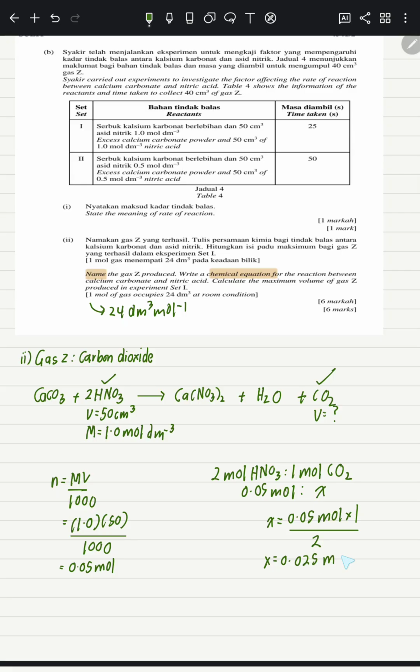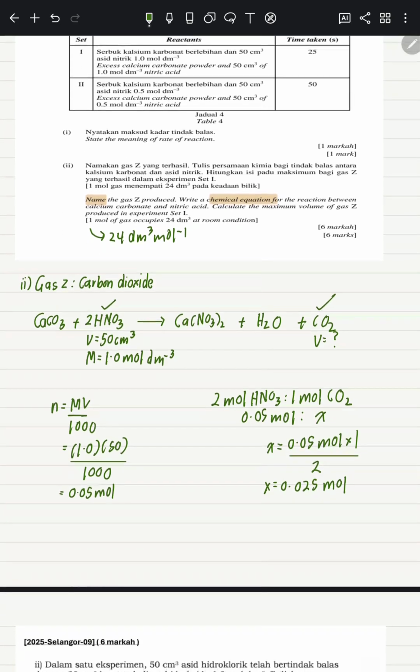0.025 mole. But do I need the mole here? No, I need the volume, the maximum volume. So how to do it? I must use the volume formula, which is volume over molar volume equals number of moles. But in my current case, I already have my number of moles. So I want to find the volume, so I just change the place like this: 0.025 mole times the molar volume, which is 24 decimeter cube mole -1.